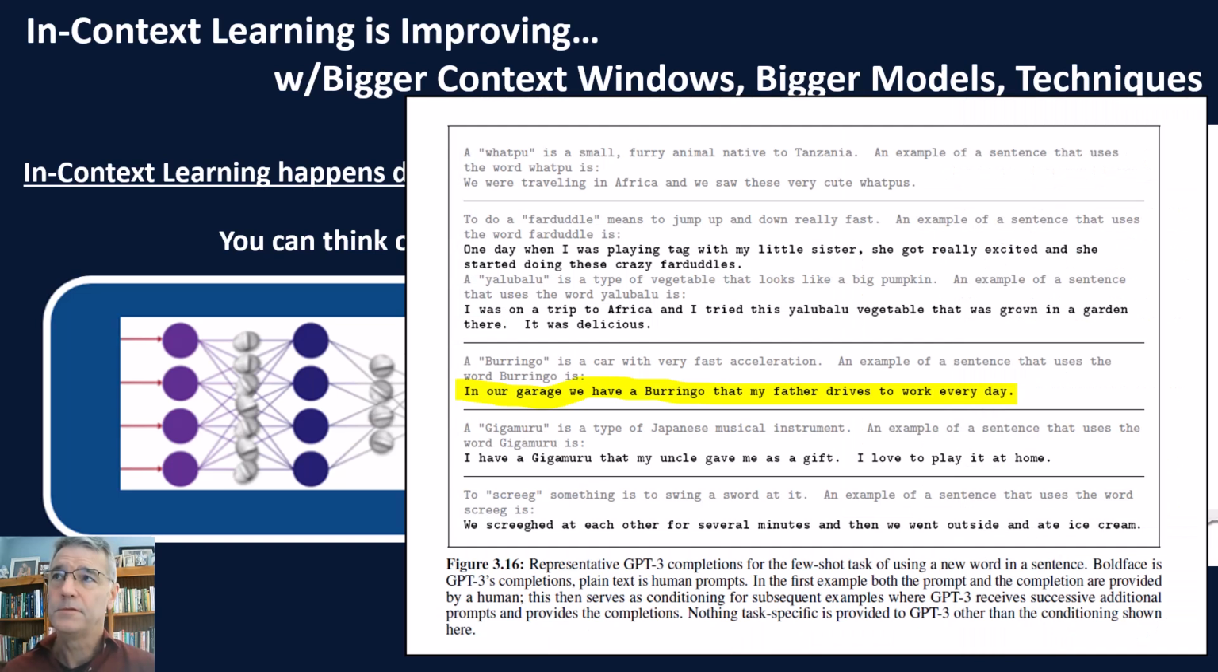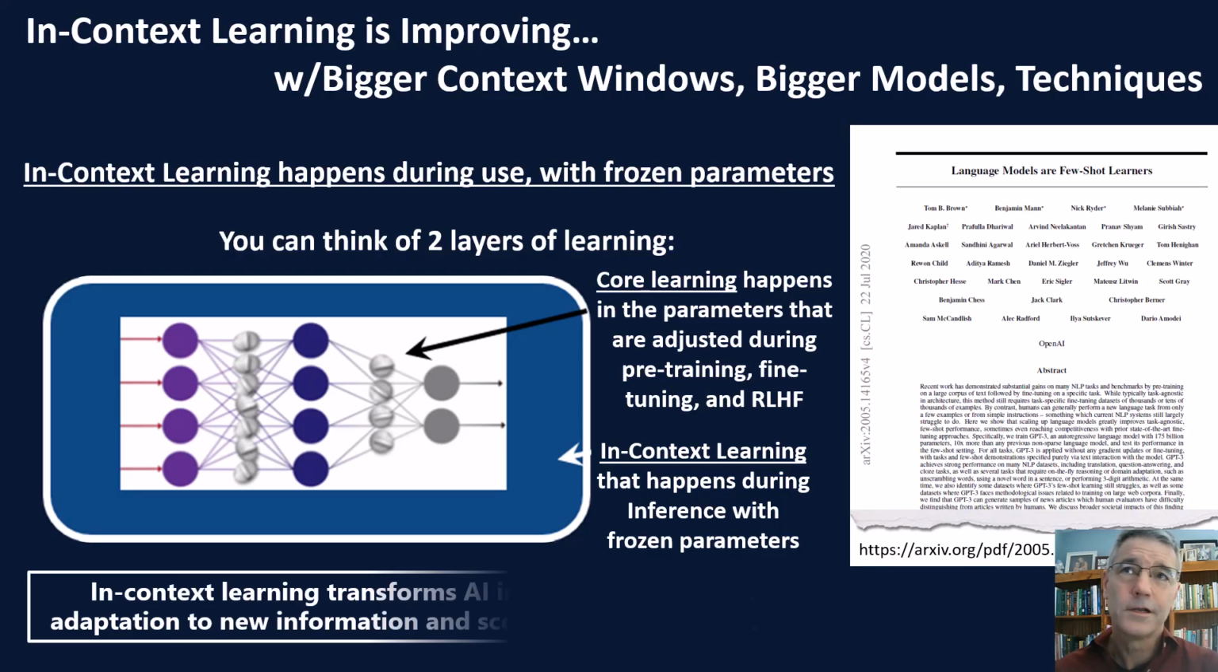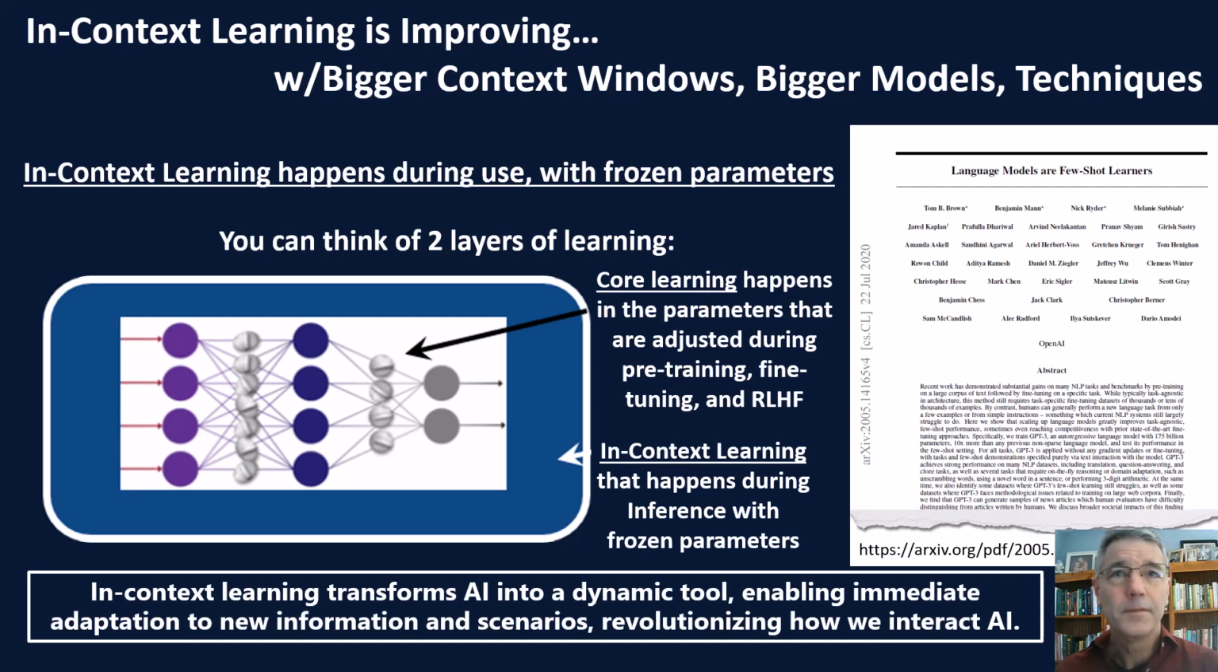Here's a page from that GPT-3 report. They taught the model in the context window, with all the weights frozen, a new word that they made up, called Baringo. And that was a car with a really fast acceleration. Later in the text they asked, use that word Baringo in a sentence. And the model replied, "In our garage we have a Baringo that my father drives to work every day." It's an amazing demonstration that the model has a fundamental understanding of language comprehension and really learned that new word. So this in-context learning is huge. It transforms AI into a dynamic tool that will forevermore change the way we interface with machines.